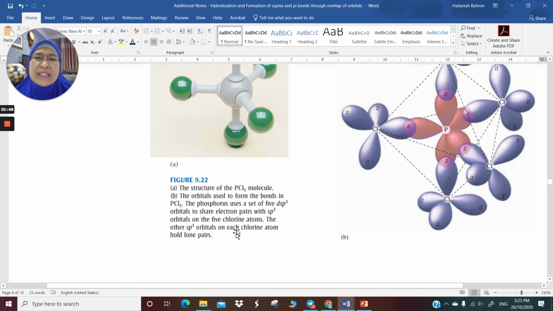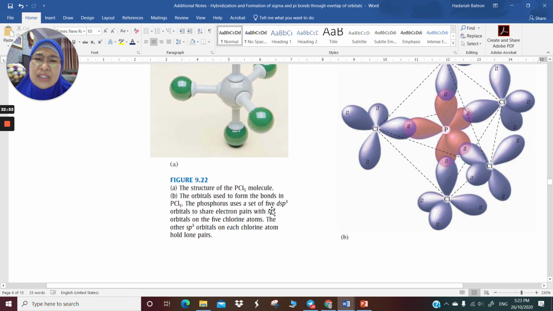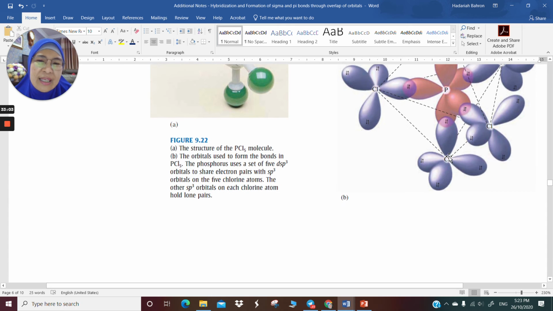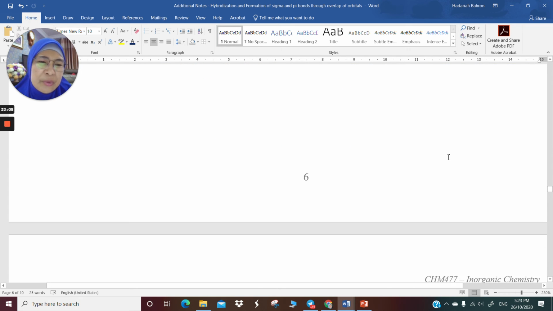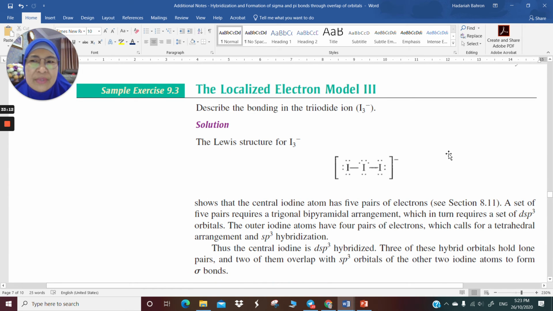The orbitals used to form bonds in PCl5 are shown like this. So that is what you see in there. I hope you will go through the notes slowly. You can pause this video if you need, so that you can practice or make your own notes.